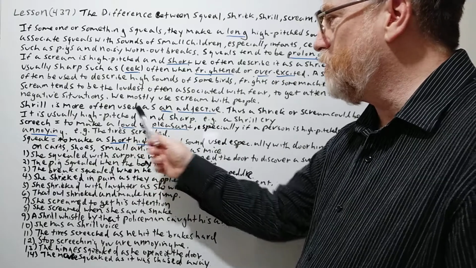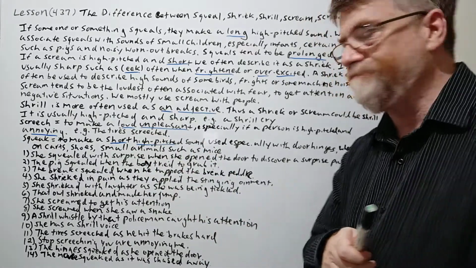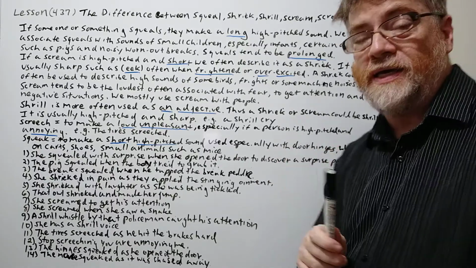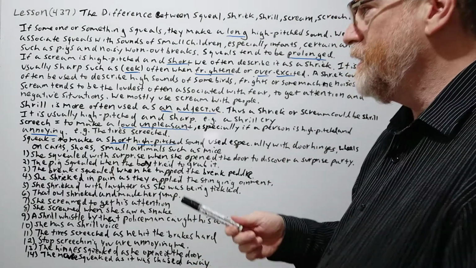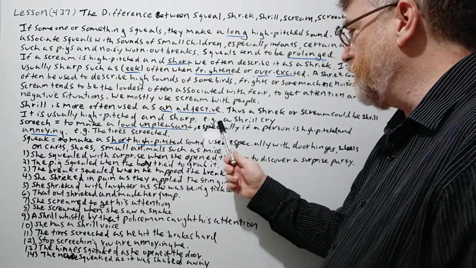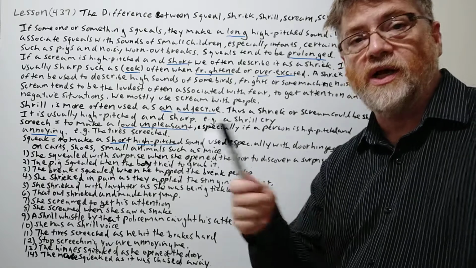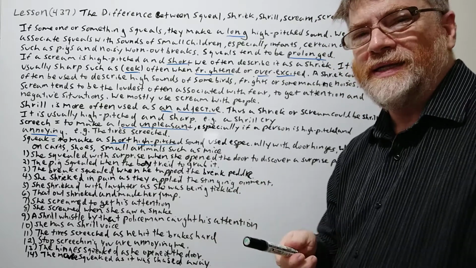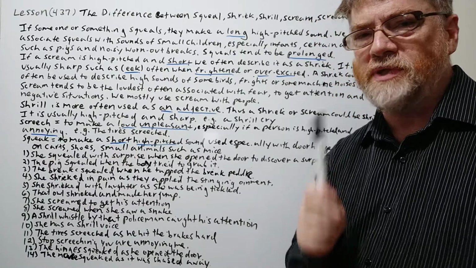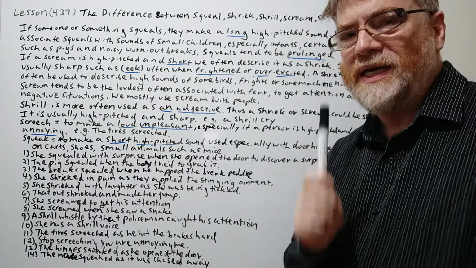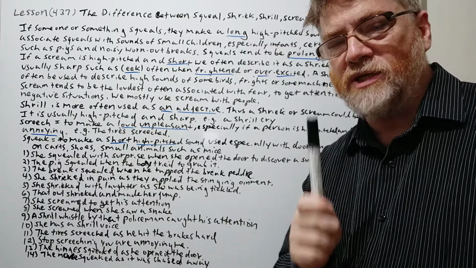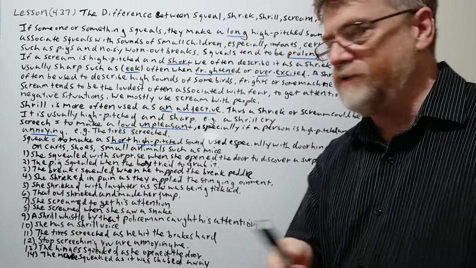All right, now shrill. Shrill is more often used as an adjective. Thus, a shriek or a scream could be shrill. It is usually high-pitched and sharp. So, for example, we could say a shrill cry. You could find shrill as a verb in a dictionary, but the use is kind of old. We don't hear it used in this way anymore. We tend to use shrill more as an adjective.